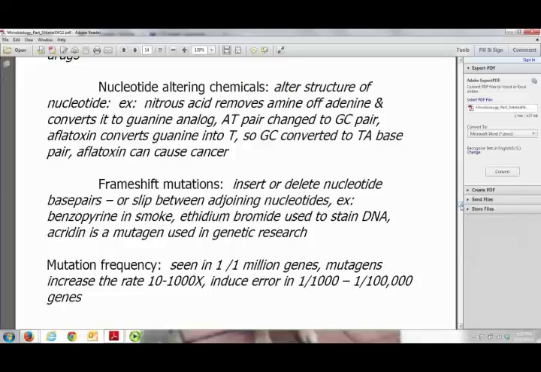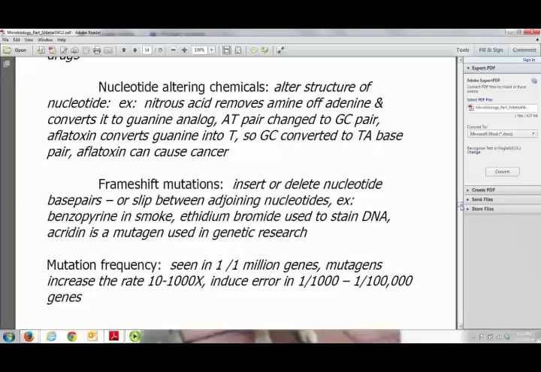Frame shift mutations insert or delete nucleotide base pairs, or they can slip between adjoining nucleotides. So benzopyrene in smoke can cause this. Ethidium bromide, which is a stain used on DNA, can cause this, and acridine is a mutagen that's used in genetic research.